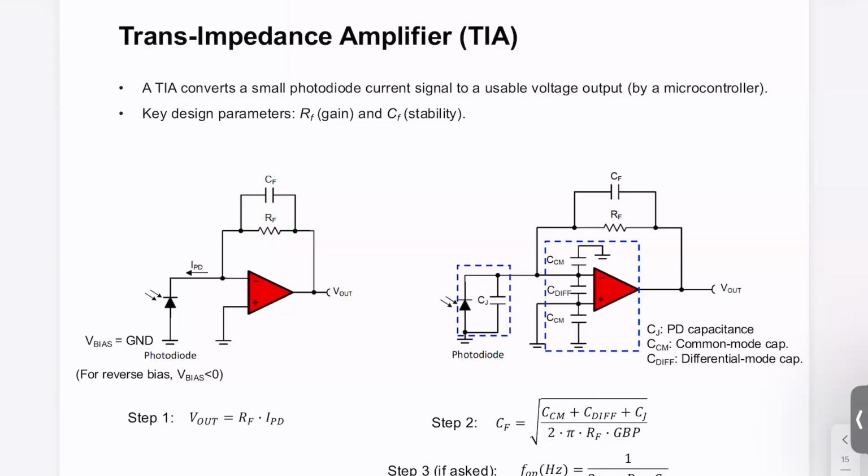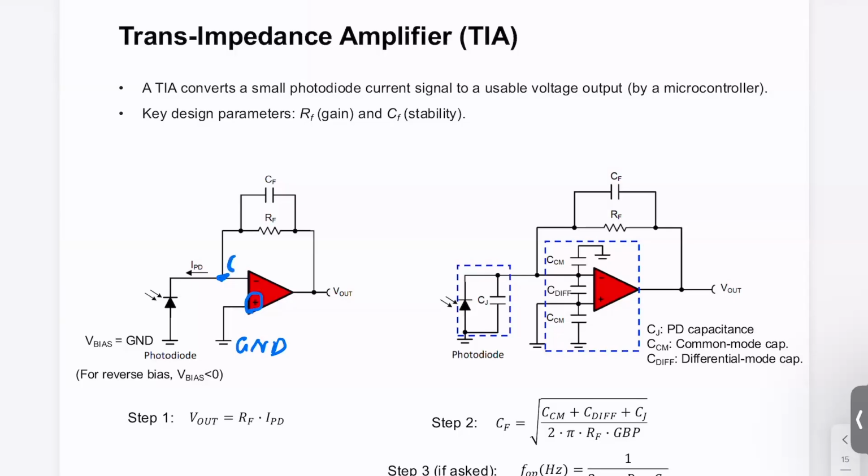So first, let's try to figure out what the output voltage is. Let me ask you this question. What's the voltage here at the inverting terminal? Think about the property of an op-amp. We know that the non-inverting terminal is connected to ground. So what's the voltage at the inverting terminal? 0.